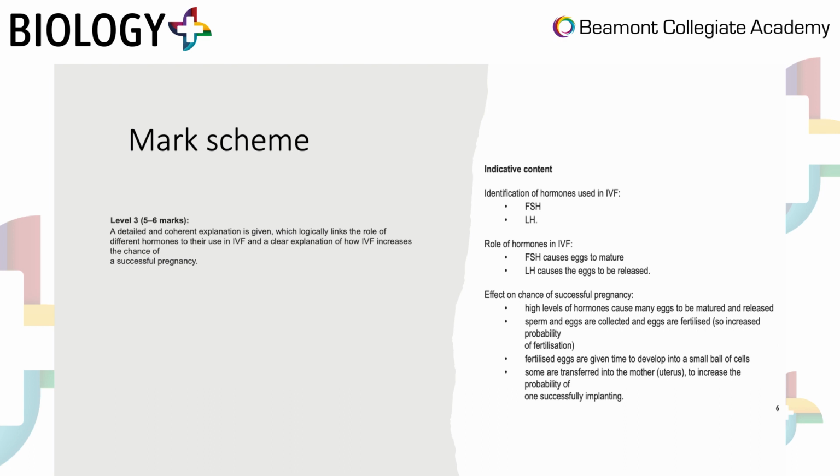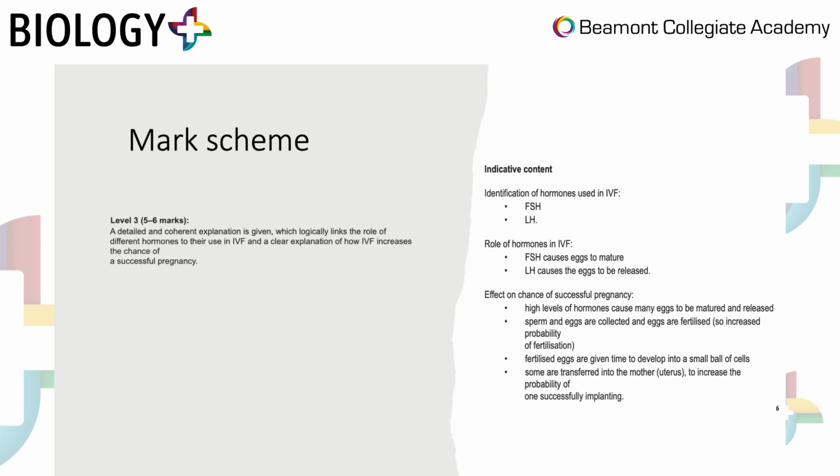Okay, let's see how we've done. This was a 6 mark question. We want to be scoring a level 3 answer, 5 to 6 marks. Okay, so for 5 to 6 marks, we need a detailed, coherent explanation given. Logically links the role of different hormones to their use in IVF, and a clear explanation of how IVF increases the chance of a successful pregnancy.